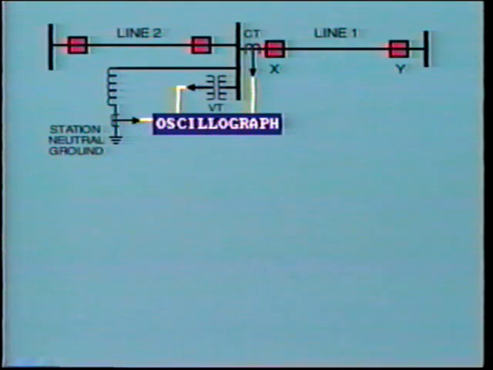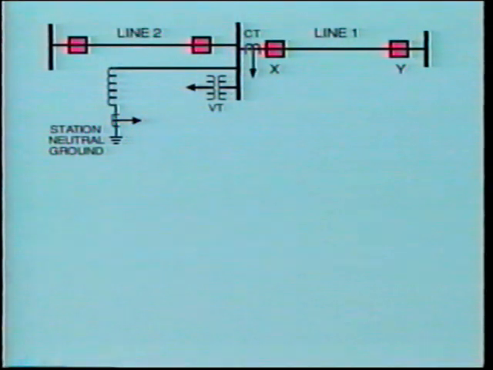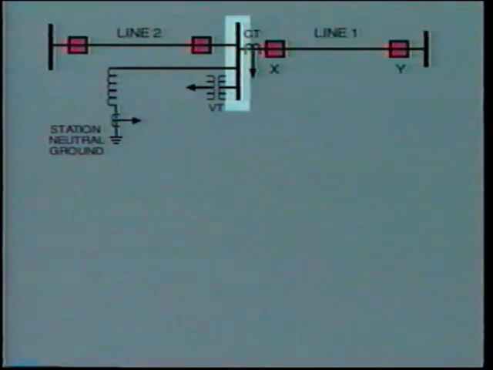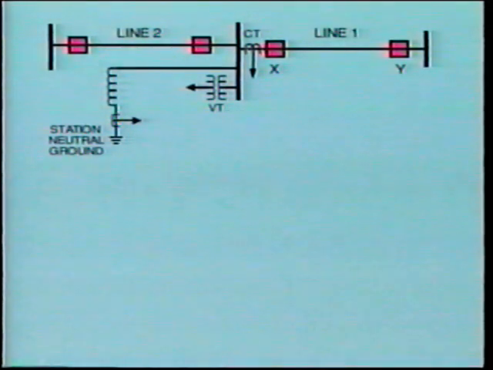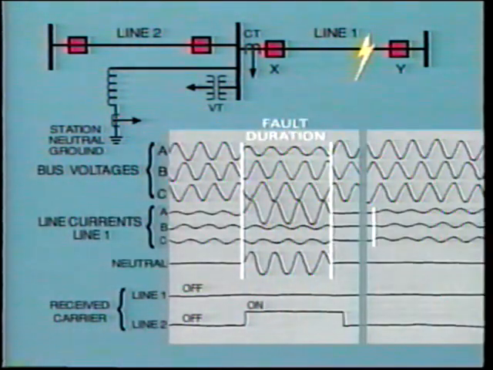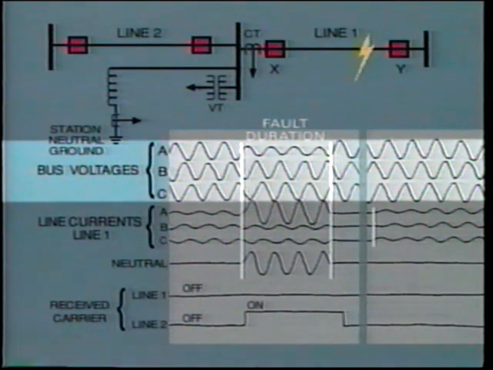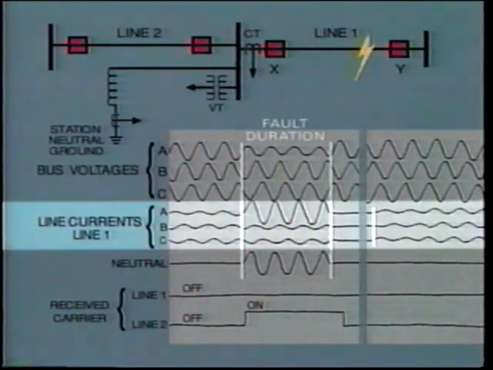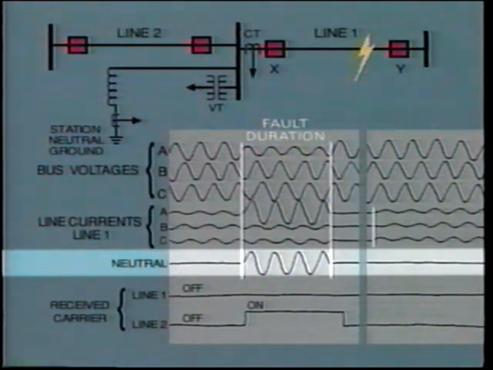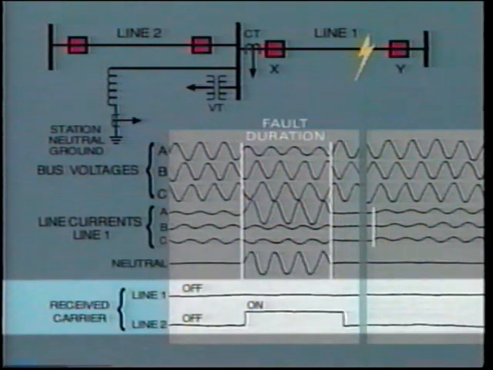Here's an example of how we can use oscillograms to quickly diagnose a fault condition. This substation has 2 lines connected to a common bus, and various voltage and current transformers are installed. Line 1 becomes faulted, and this starts the oscillograph recording the following traces: bus voltages in each phase, line current in each phase of line 1, the station neutral current, and received carrier signals on both line 1 and line 2.